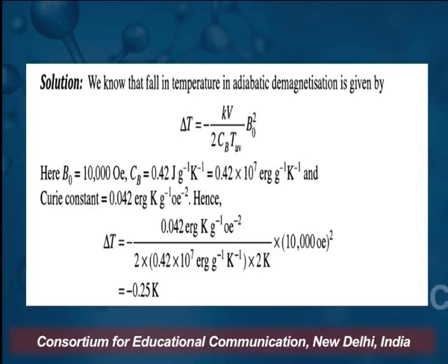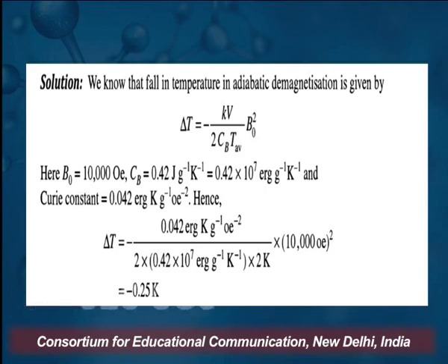Now we know, according to the formula we have just derived, that the fall in temperature, we always say the fall in temperature because we know it is the fall in temperature. Delta T is equal to minus V by 2 Cb T average into B. Here we are given the field as 10,000 Oersteds. The value of Cb is given to be 0.42 gram minus 1 Kelvin minus 1. If I change this, then I get 0.42 into 10 to the power 7 ergs gram minus 1 Kelvin minus 1. It is always important to look at the units and change the units into one particular nomenclature, either the SI units or the CGS units.